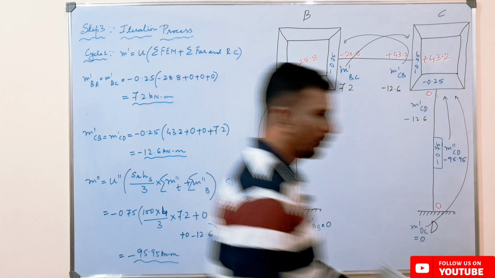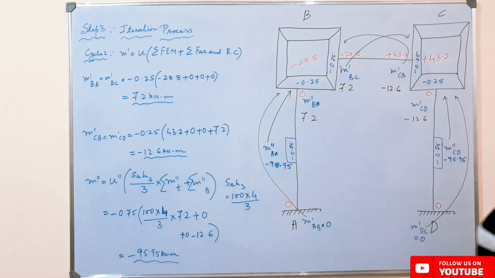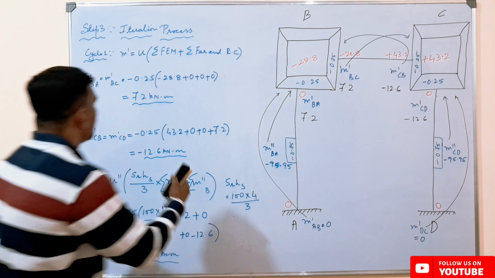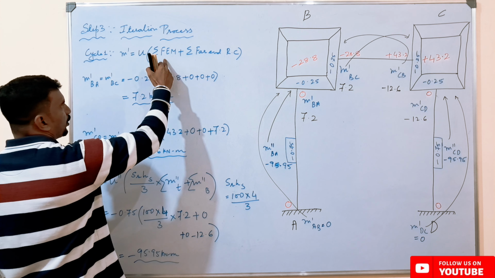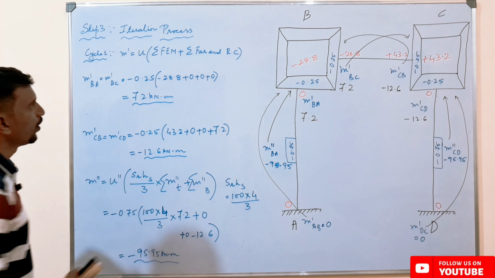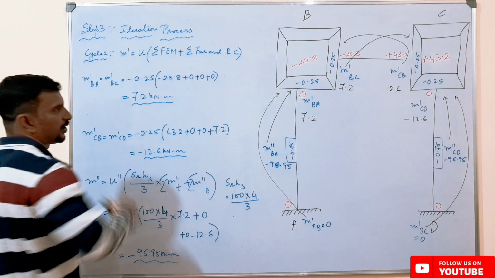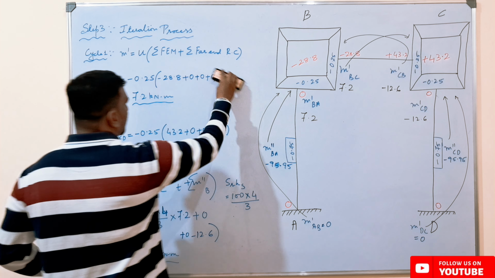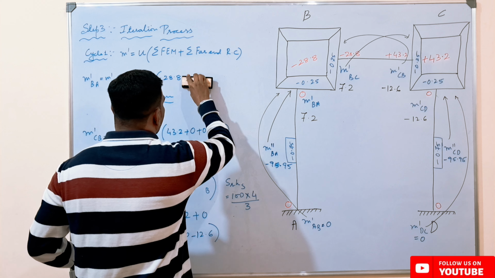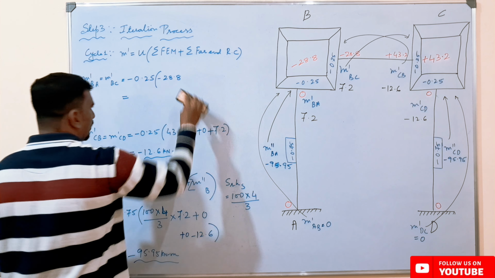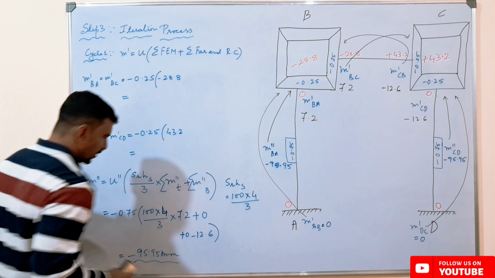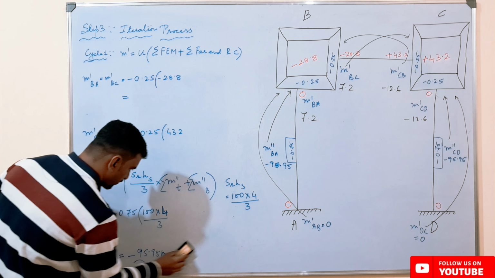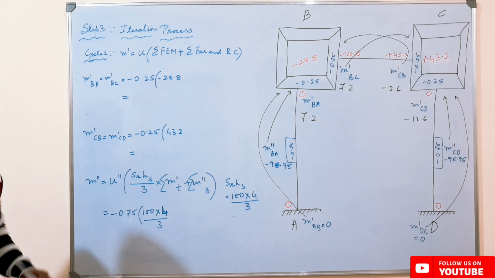So for that what we will do here is, all the values, that is the rotation factor and the summation of fixed end moment, remain the same. Only the far end rotation contributions keep on changing. So we will just change the values over here. See here.